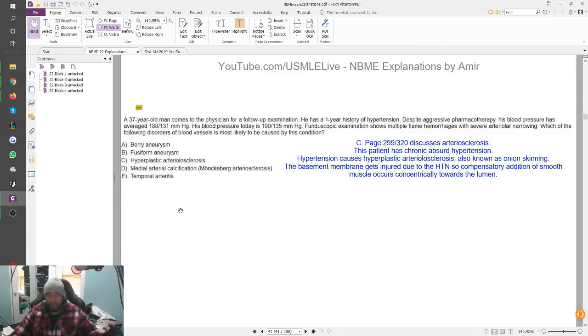So number 41. A 37-year-old man comes to the physician for a follow-up exam. He has a 1-year history of hypertension. Despite aggressive pharmacotherapy, his blood pressure has averaged super high. His blood pressure today is also super high. Fundoscopic exam shows multiple flame hemorrhages with severe arteriolar narrowing, so he has end organ damage now. Which of the following disorders of blood vessels is most likely to be caused by this condition? So what's most likely to be caused because of the excessive hypertension?